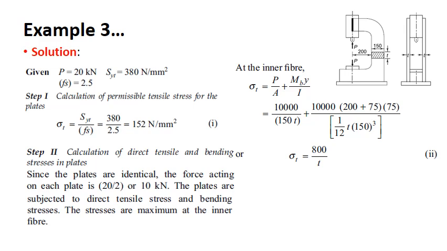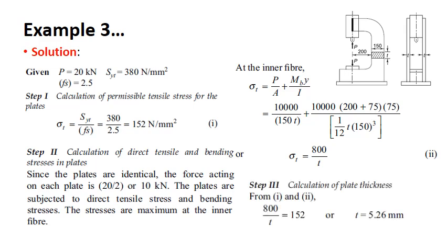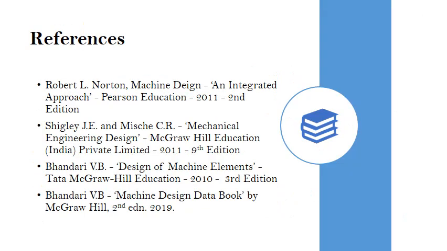Moment arm, you must be careful while you evaluate the moment arm. You have to evaluate it from the figure here. Okay. So 200 plus 75 is the moment arm into 75, because 150 is the width. Okay. So 150 by 2 is the distance of the outermost fiber from the neutral axis. So you can solve it to get the thickness 5.26 or just 6 mm is the thickness. Okay. So if you have any doubts in this problem, you can ask me during the live class. These are the references I've used to borrow these problems. Thank you.